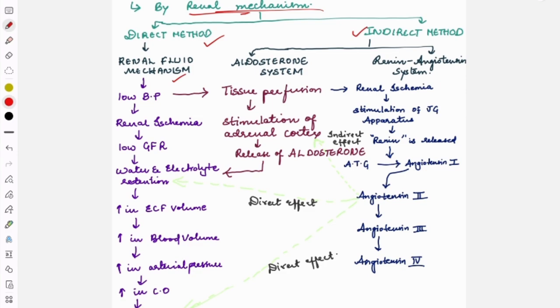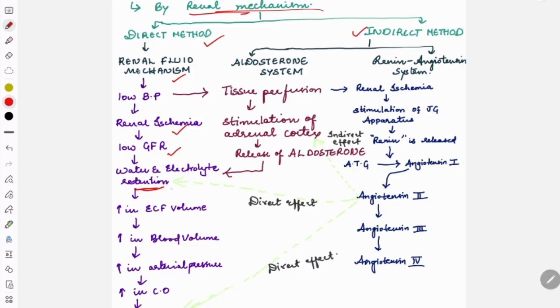So whenever there is decreased blood flow to the kidneys, there is low blood pressure in the kidneys. Okay, that will lead to renal ischemia. There is decreased blood flow to the kidneys. So because of that, the GFR is also less. Okay, so there is low GFR. If there is less GFR, it will compensate for this decreased blood flow by water and electrolyte retention. So it will prevent the water loss and the electrolyte loss through the urine.